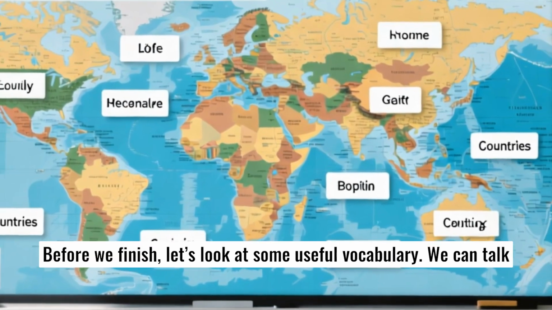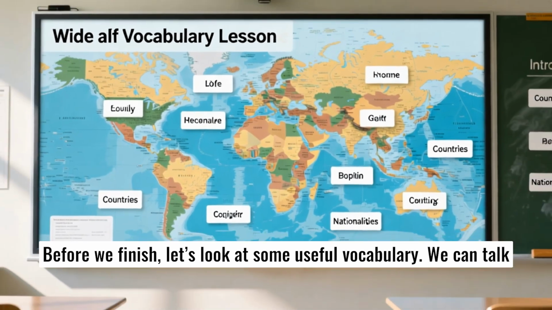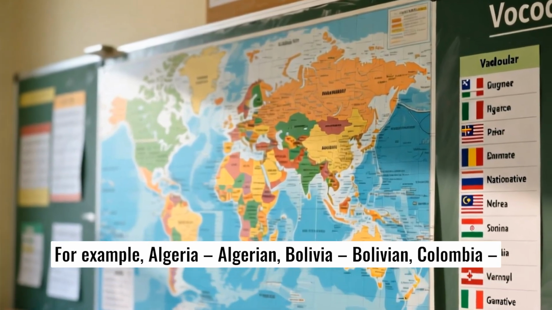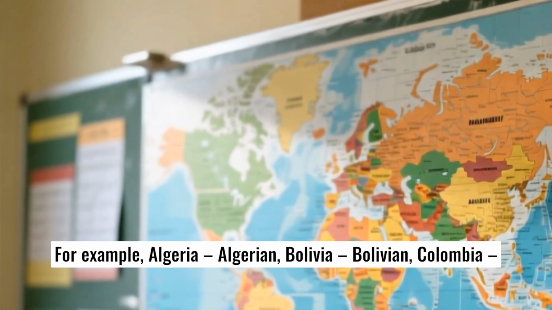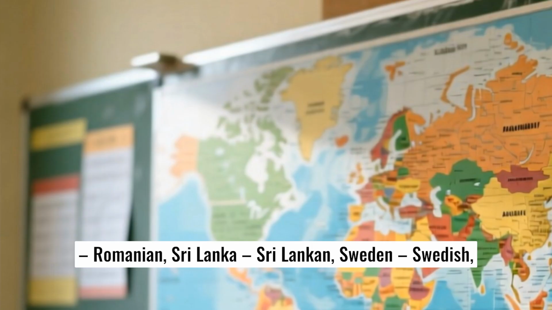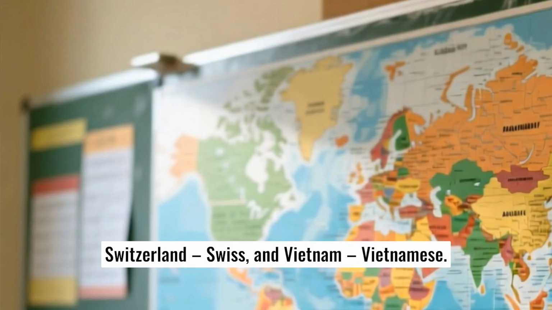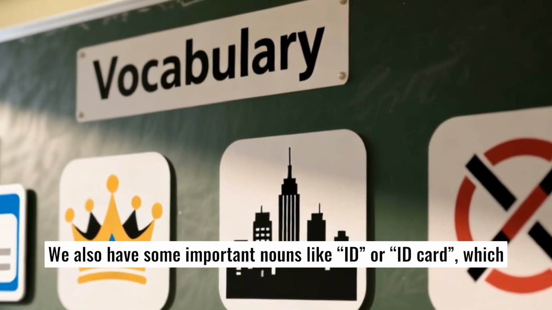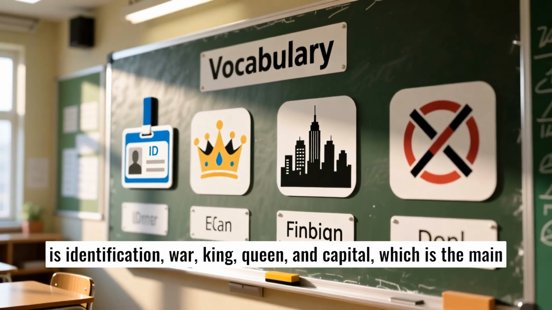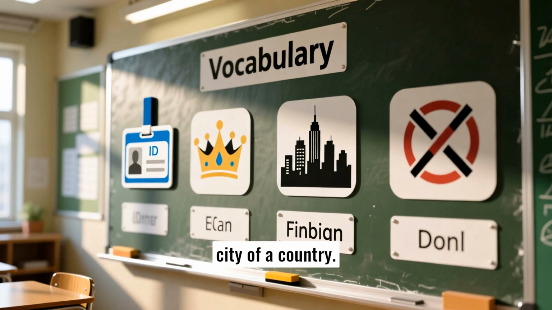Before we finish, let's look at some useful vocabulary. We can talk about countries and nationalities. For example, Algeria, Algerian, Bolivia, Bolivian, Colombia, Colombian, Malaysia, Malaysian, Morocco, Moroccan, Romania, Romanian, Sri Lanka, Sri Lankan, Sweden, Swedish, Switzerland, Swiss, and Vietnam, Vietnamese. We also have some important nouns like ID or ID card, which is identification, war, king, queen, and capital, which is the main city of a country.